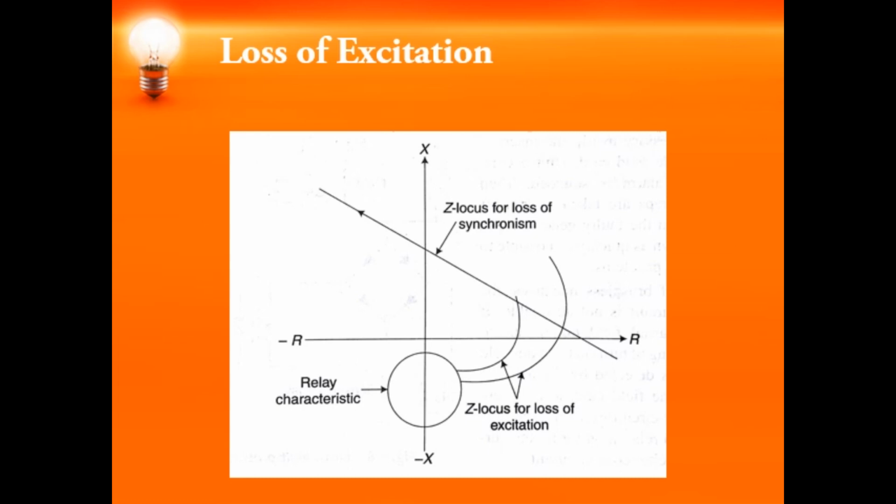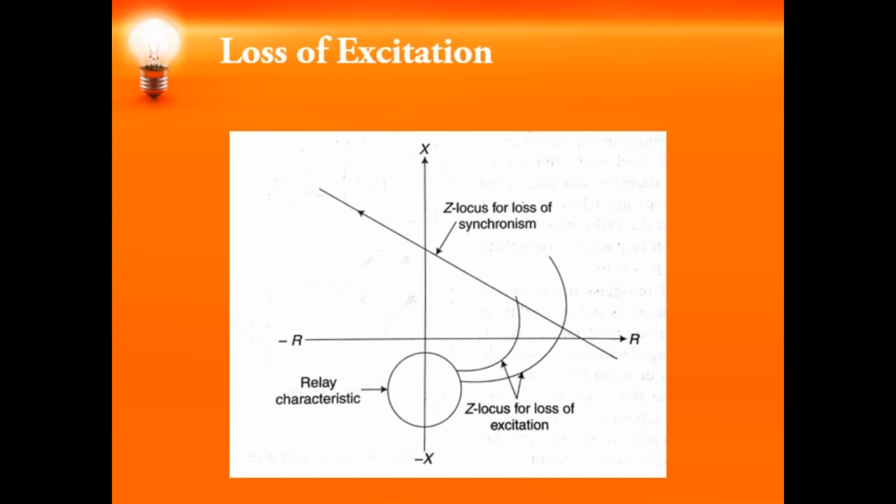This loss of excitation or field failure may be caused by the failure of the excitation system or the malfunctioning of a faulty field breaker. To protect the generator against loss of excitation, we use an offset mho or a directional impedance relay, which has the characteristics shown in this RX diagram.